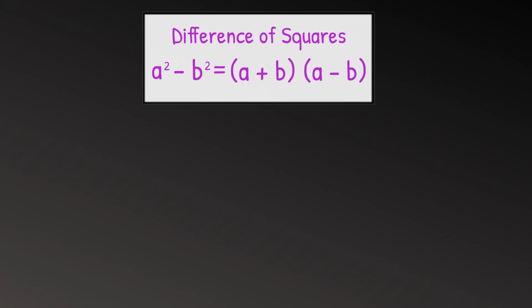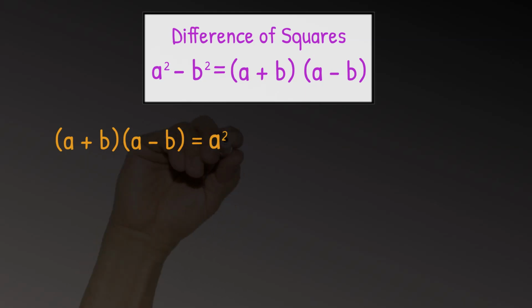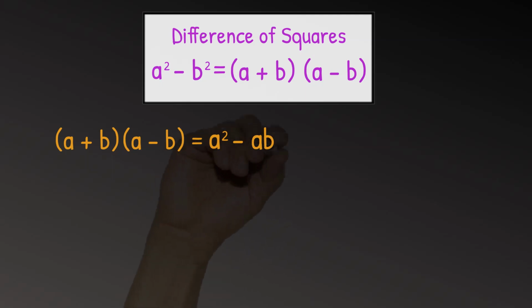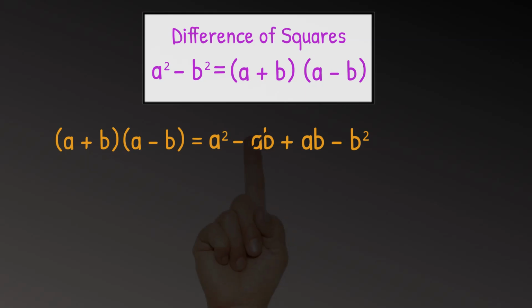We'll just quickly show that this is true by multiplying out a plus b times by a minus b. So we have a times a, which is a squared. Then we have a times minus b, so we'll get minus ab. Then we'll have b times a, which is plus ab. Then we'll have b times minus b, which is minus b squared. Now, as you can see, the minus ab and the plus ab will cancel each other out, so we're left with a squared minus b squared.